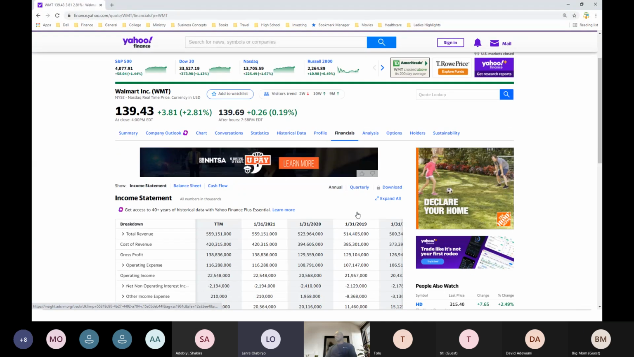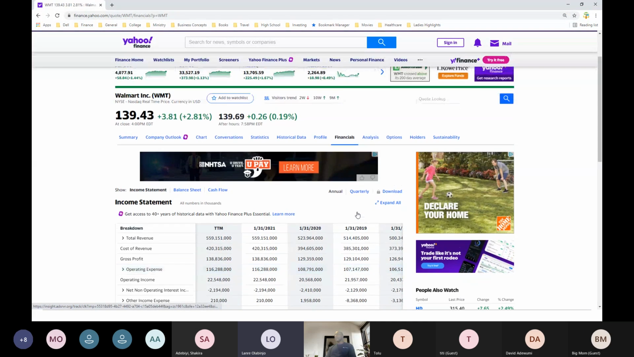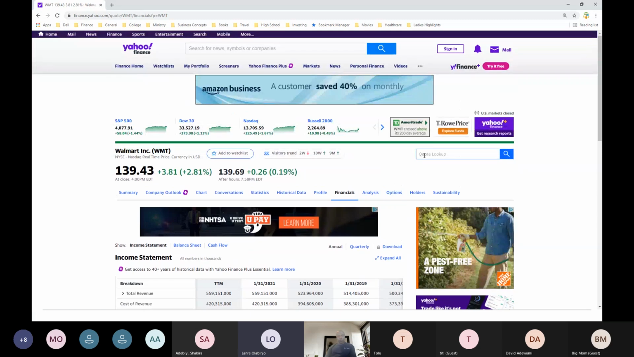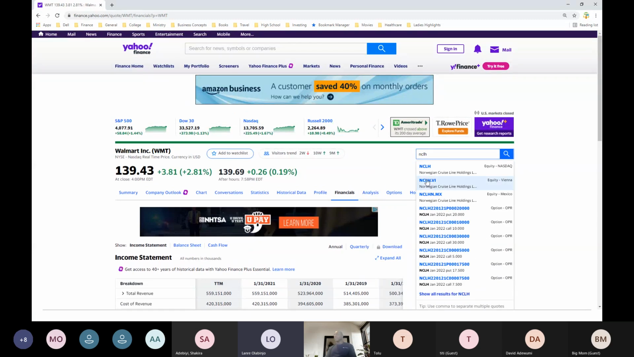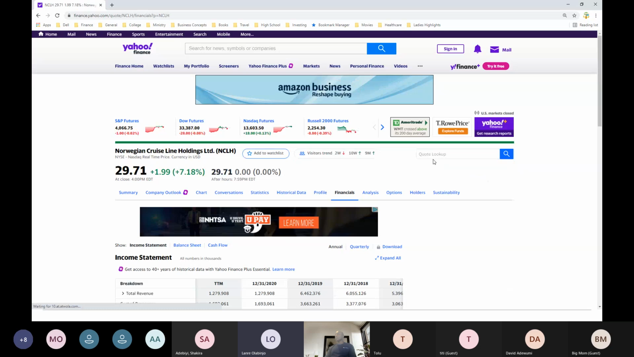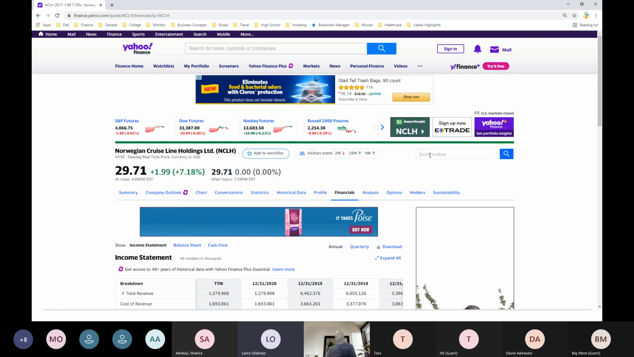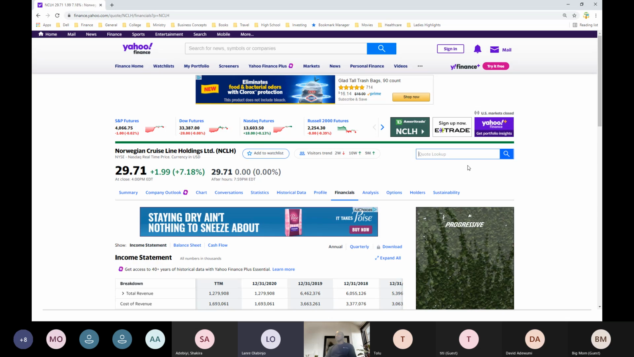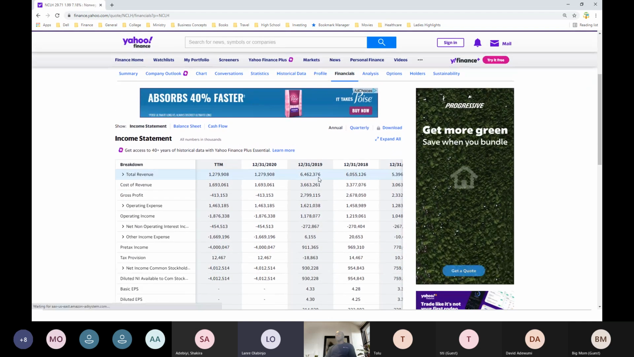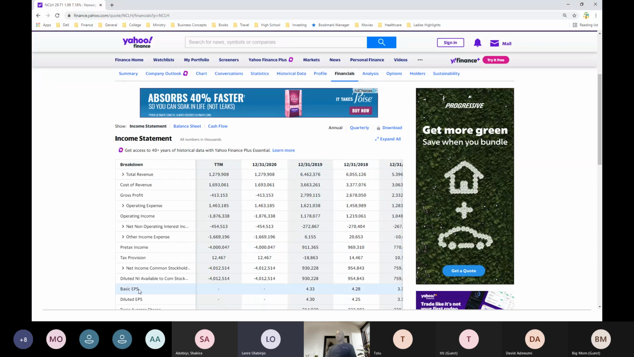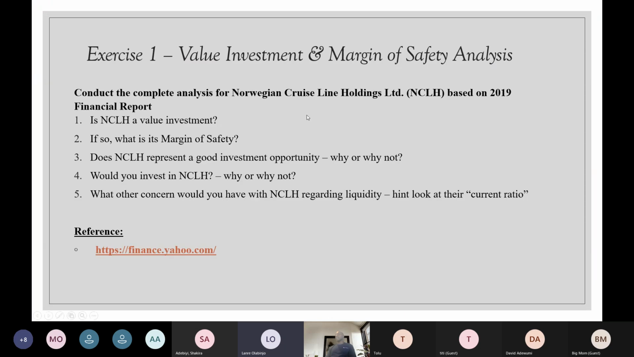Yahoo Finance, like I said, is very, very powerful. You can get a lot of useful information on Yahoo Finance. So I'm going to look at NCLH. All you need to do is open their current quote by typing NCLH in the quick lookup. And you can see that they have a financial report that goes now up to December of last year. So the first thing I will do before I send that assignment to Ross tonight, actually I'll go ahead and do it now.